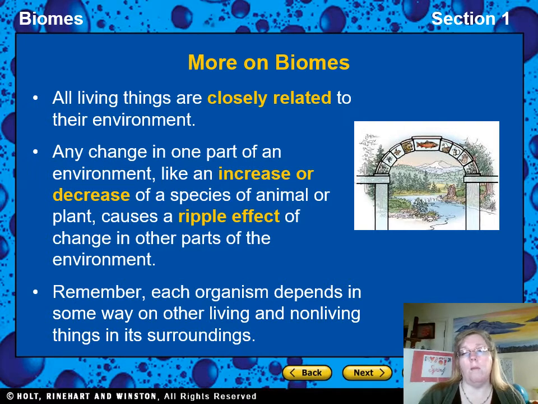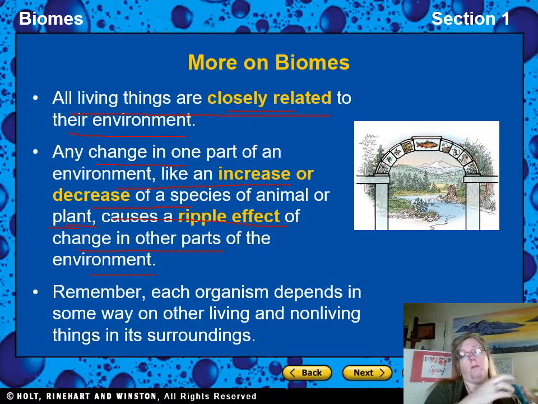So more on the biomes. All of the living things are closely related to their environment. You know that every animal is adapted specifically to their environment so that they can survive there. So any change in one part of the environment, like an increase or decrease of a species of an animal or plant, now do not forget the plants, is going to cause a ripple effect in the change of the other parts of the environment.